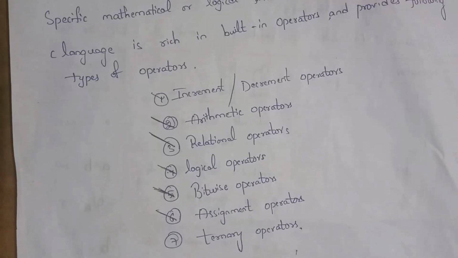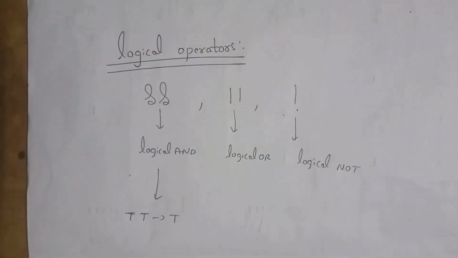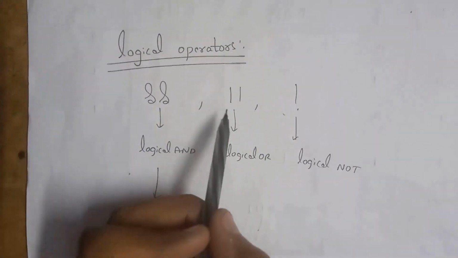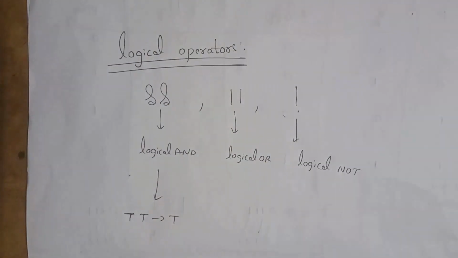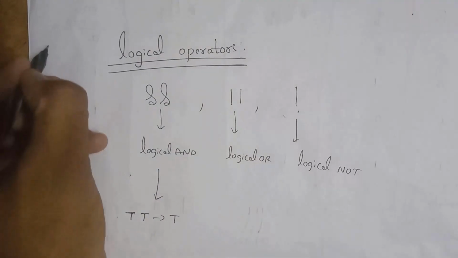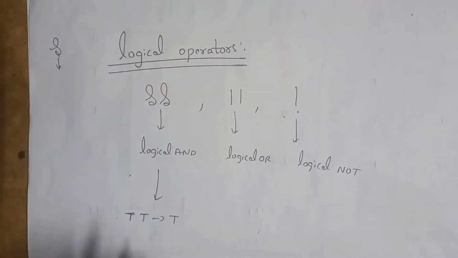Next, I will explain logical operators. Totally, there are three types of logical operators. The first one is logical AND, the second one is logical OR, and the third one is logical NOT. These are the three types of logical operators, where a single & represents bitwise AND and a double && represents logical AND.